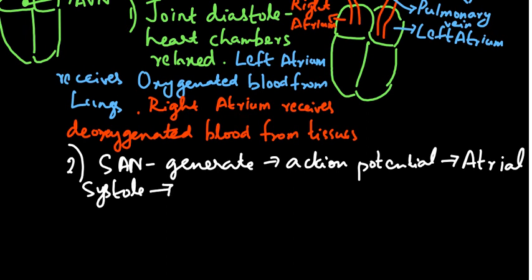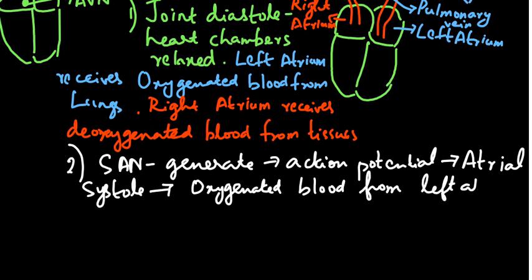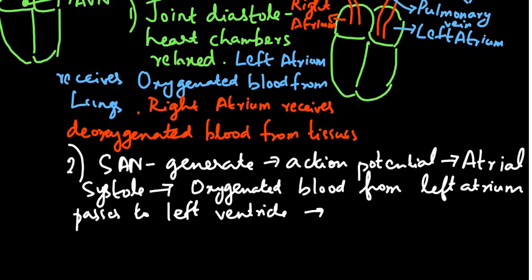When the atrium contracts, the oxygenated blood in the left atrium will pass on to the left ventricle, and the valve present, called the bicuspid valve, opens in order to permit the oxygenated blood to come towards the left ventricle.